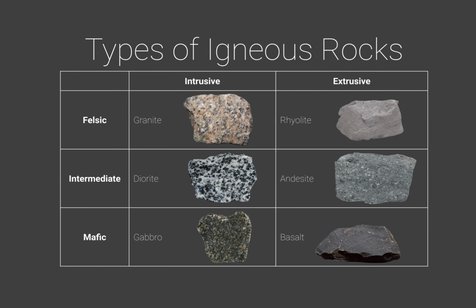Rhyolite is an extrusive felsic rock. It has very small crystals and it's lighter colored. For intermediate coloration, the intrusive rock is diorite. It has large crystal sizes and an even mix of light and dark colors. And the extrusive rock for that is andesite. It's tough to tell on this image, but andesite is a bit darker than rhyolite. And finally, for mafic rocks, the intrusive one is gabbro, and it has larger crystals, but it's still a very dark colored rock. And our extrusive rock is basalt, and basalt has very small crystals, but it is very dark coloration.